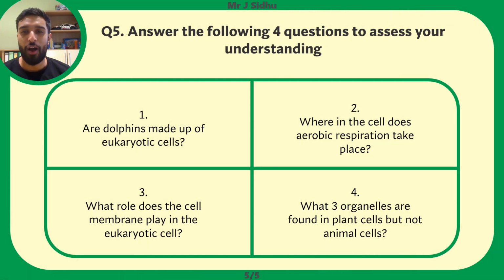Now on to our final activity of the class. Question number 5. Great job on making it so far through if you are still here and watching. I know it's been a long old lesson, but please remember that eukaryotic cells are the basis for everything that you will learn in the GCSE biology course. So question number 5, answer the following 4 questions to assess your understanding. There's no red or blue option here, just write them straight out into your book. So 4 questions on the screen, pause the video, have a go answering it, and play it when you are ready to go.